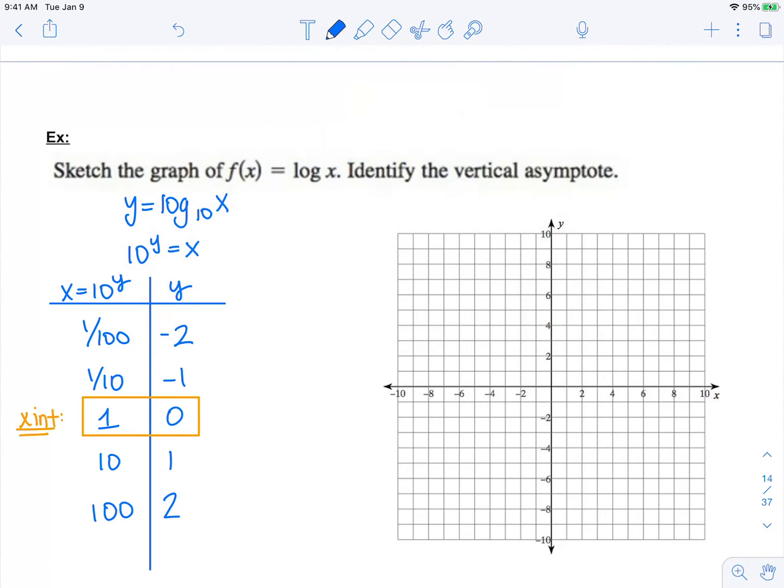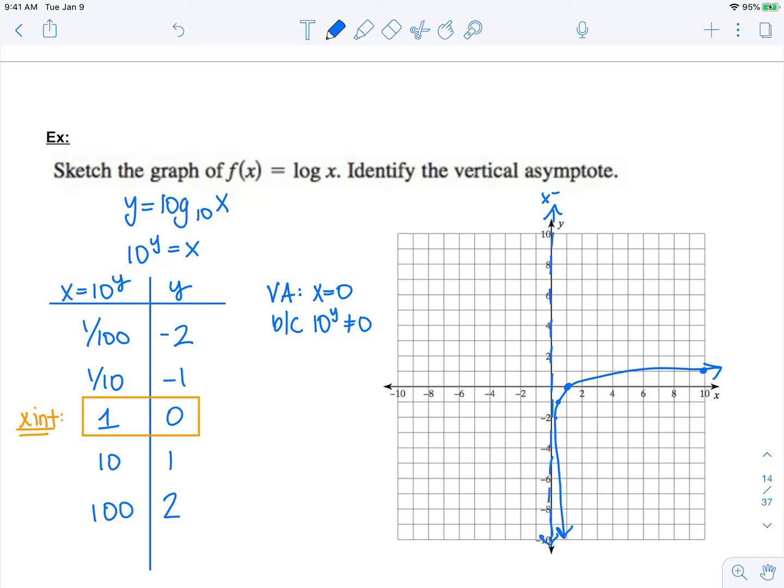So we also need our vertical asymptote. I know that's going to be x equals 0, and that's because 10 to the y can never equal 0. So I'm going to sketch my vertical asymptote, and I know I'm going to have my x-intercept at 1, and then I'm also going to be here at (10, 1), and then I'm going to be at (1/10, -1), which is an estimation, and (1/100, -2). That just means we're getting really, really close to that vertical asymptote.